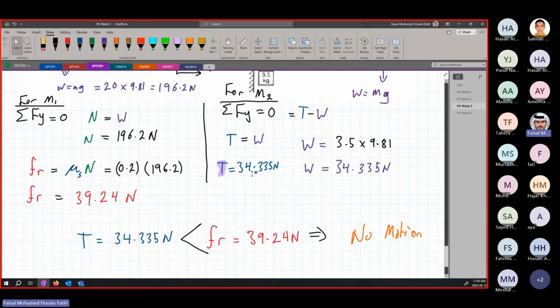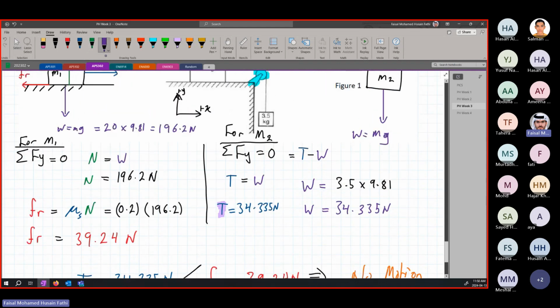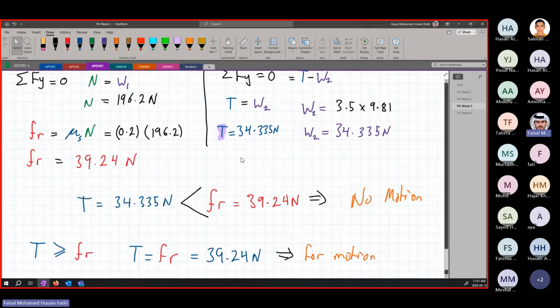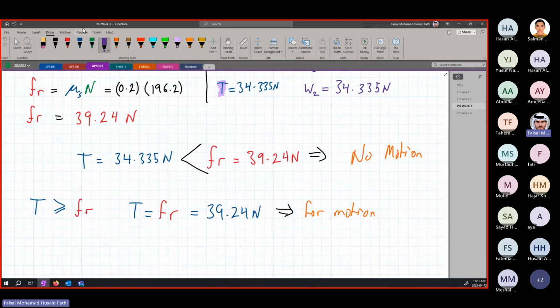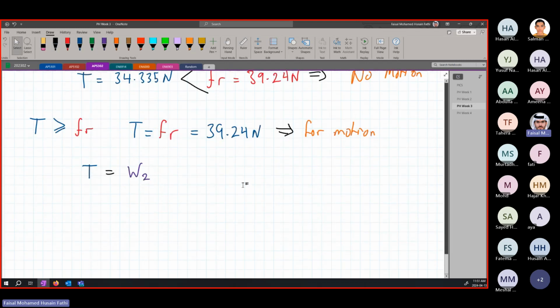So if we reverse engineer this here, we know that tension is equal to the weight of mass 2. Let's call this weight 2 and weight 1 so that there is no confusion. This is for mass 2, and this is for mass 1, W1. So we're going to reverse engineer this, we're going to work backwards. So the tension force now we know is 39.24, and we know that tension is also equal to W2, and we know that W2 is equal to mg.